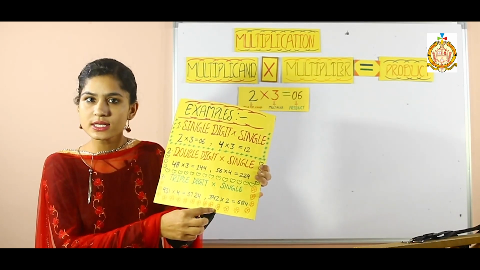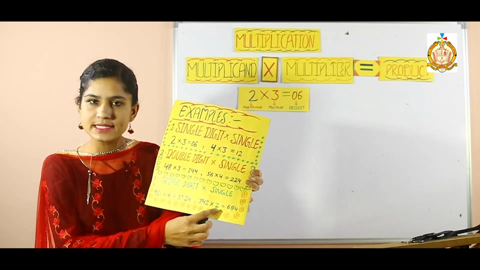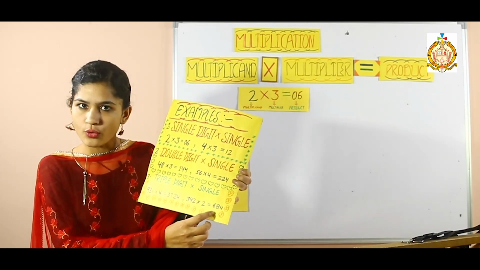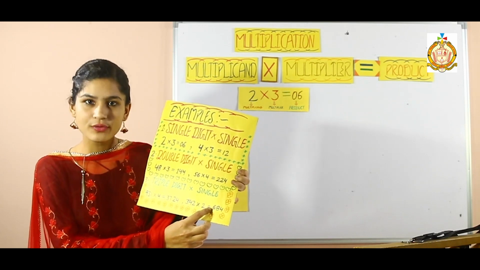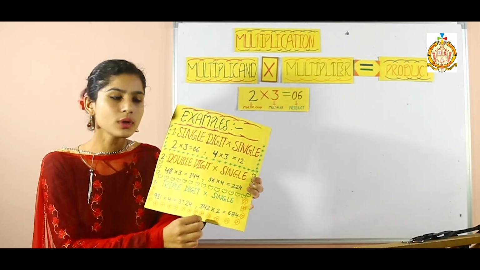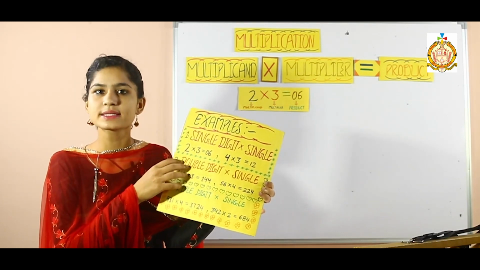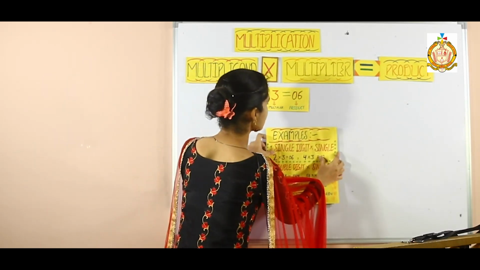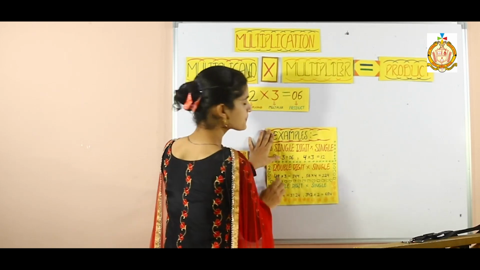And 342 into 2: 3 digits of multiplicand into a single digit of multiplier, your answer will be 684, but we have to keep 0 in front of this when we do multiplication on the abacus scale. So these are the 3 categories we will learn in multiplication on the abacus scale.